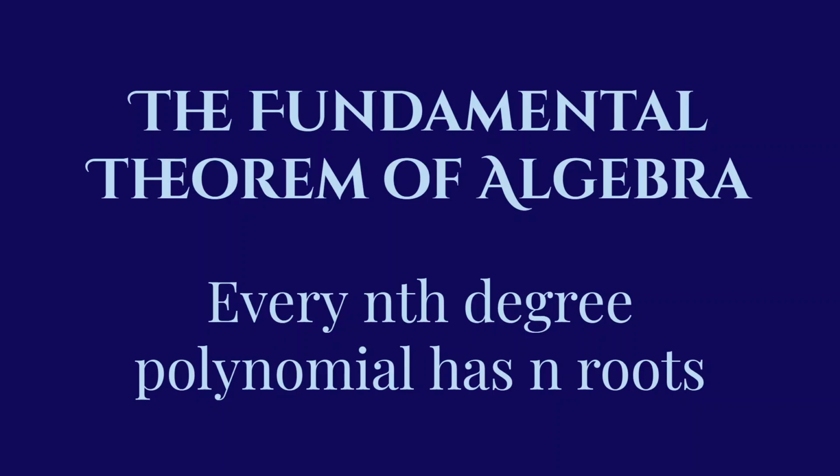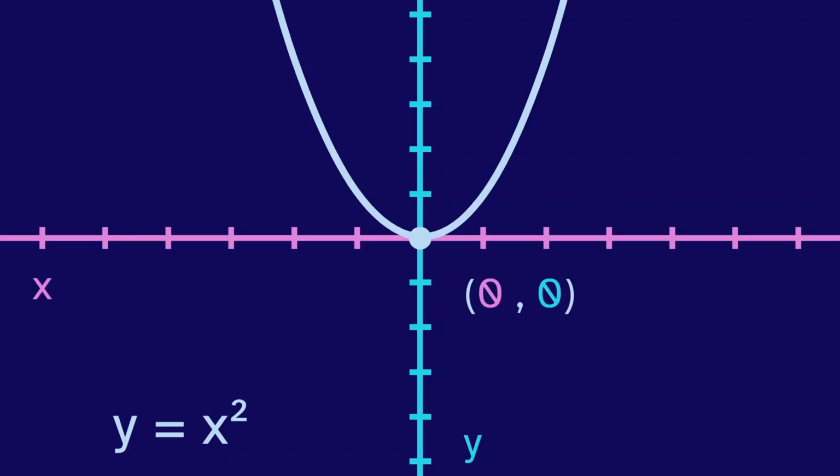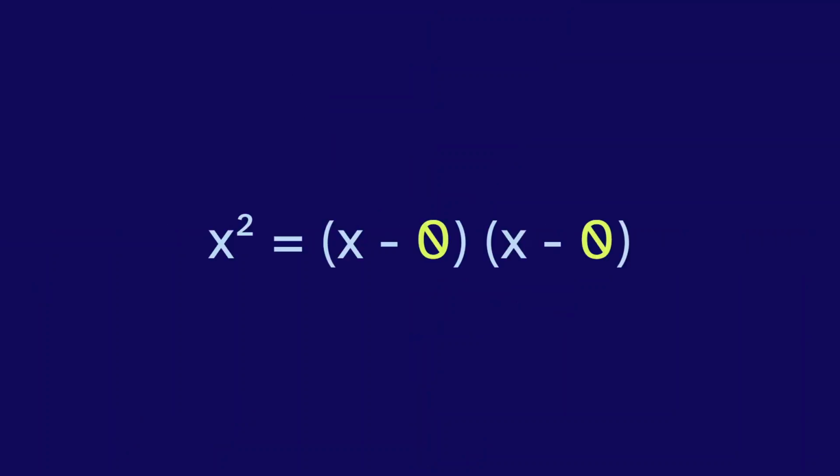And this is a very important result, but there are a few caveats that we should cover. Let's look at the equation y equals x squared. This is degree 2, so we should expect 2 roots. But when we graph, we only see 1 root at 0. And this equation does have 2 roots, but they are both 0. This is our linear factorization. So every nth degree polynomial has n roots, but they're not necessarily distinct. Some of them might be repeated.